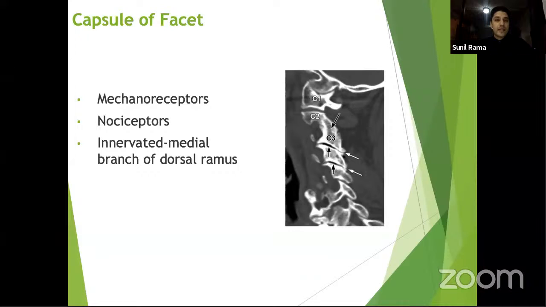The facet joint has a rich nerve supply, and it's innervated by the medial branch of the dorsal ramus. It has a rich supply of mechanoreceptors and nociceptors, which we'll discuss in a bit too. So every time you feel a bit of a niggle coming on in that neck where you feel you need to stretch or mobilize it, there's probably some irritation taking place within that nociceptor, and that feedback goes all the way up into the spinal cord, indicating that some discomfort is felt by the patient or even yourself.